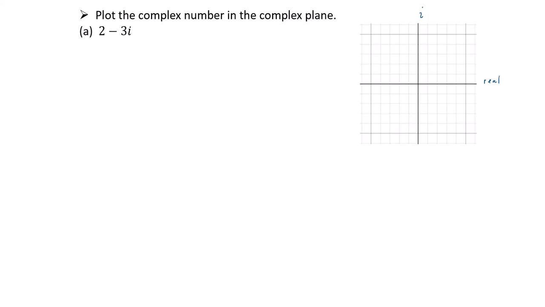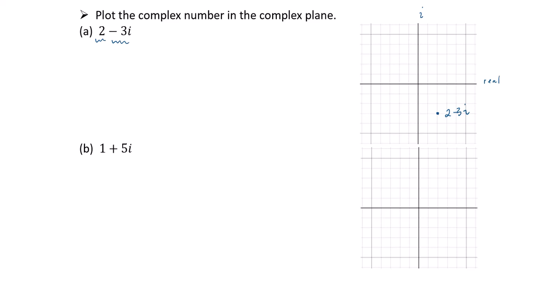So we see the real part is 2, and the imaginary part is negative 3i. So we'll go right 2 on the real axis and down 3 on the imaginary axis. And that's our number, 2 minus 3i. For 1 plus 5i, we'll go to the right 1 on the real axis and up 5 on the imaginary axis, and we land here, 1 plus 5i.